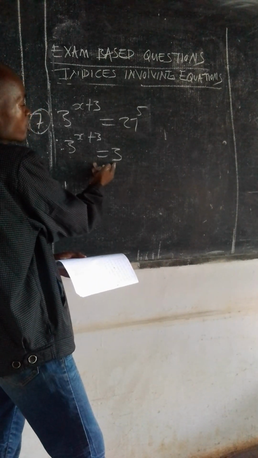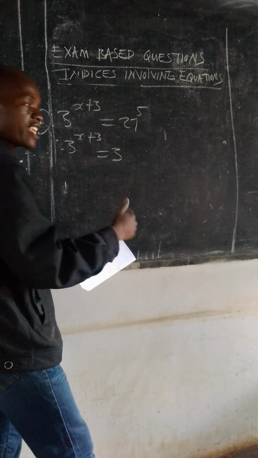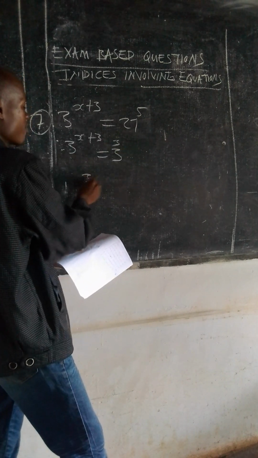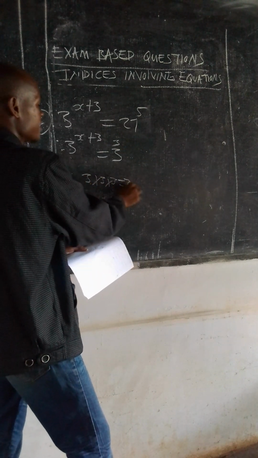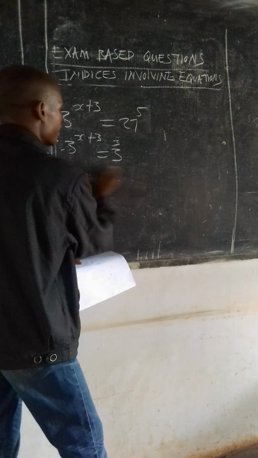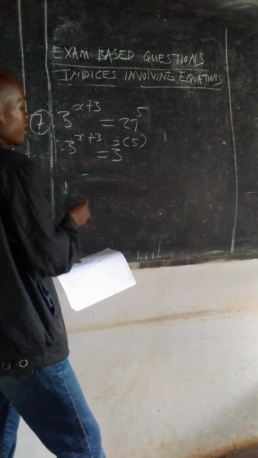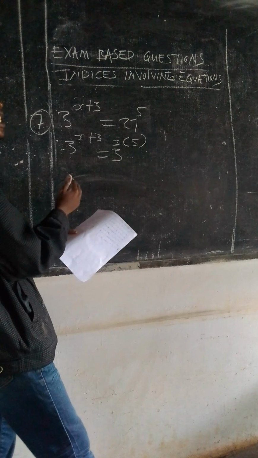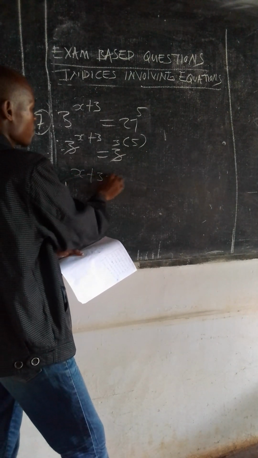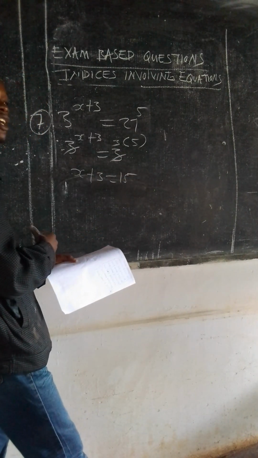Now this 3, we should raise it to certain power such that when we multiply it, we should get 27. That is it. 3 to the power 3. For example, 3 times 3 times 3, you get 27. Meaning 3 power 3 is representing what? 27. But on top we have what? Power of 5. So multiplied by 5. Now the bases are same, meaning the powers are equal. So we can simply cancel them and say x plus 3 equals 3 times 5. That is 15. This is a simple equation.